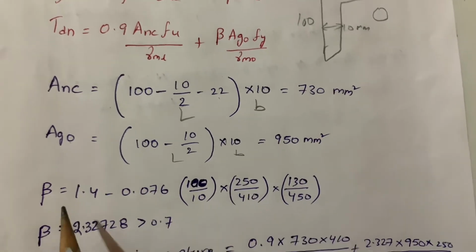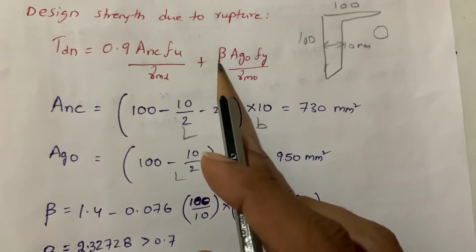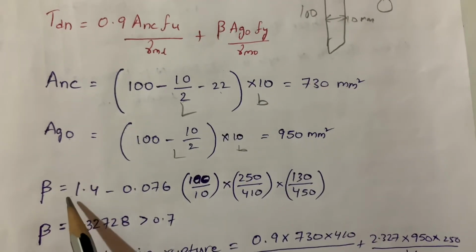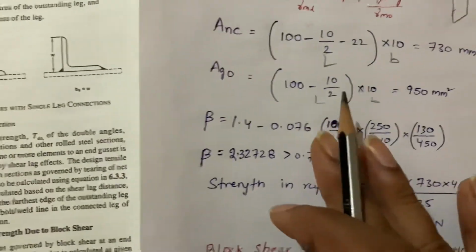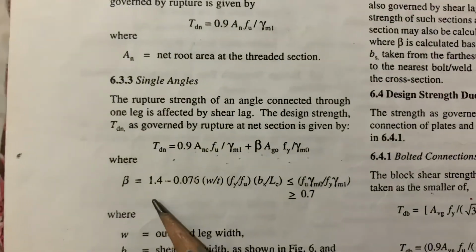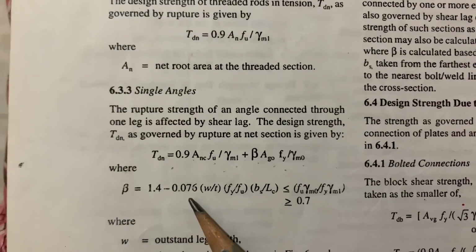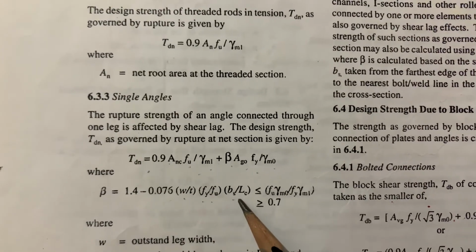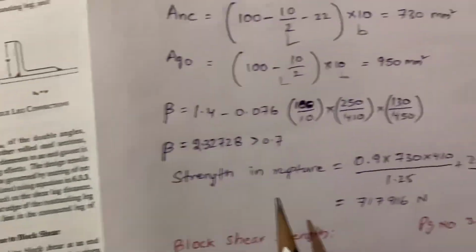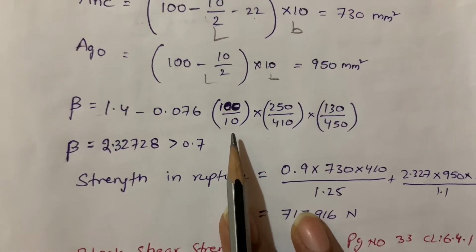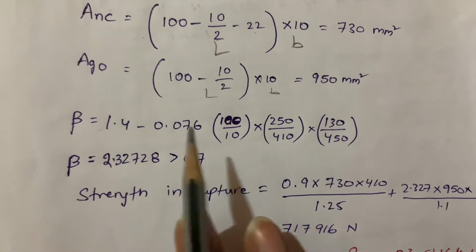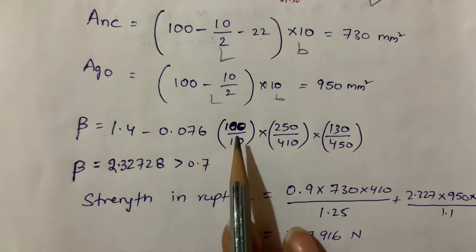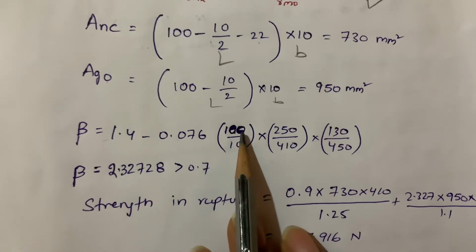After that, we need to find out this beta value. The beta value formula is given in the code book, that is this one: 1.4 minus 0.076 into w by t, fy by fu, bs by Lc. Okay, same formula I wrote here, but here I wrote the values directly. So 1.4 minus 0.076, and this 100 is w.